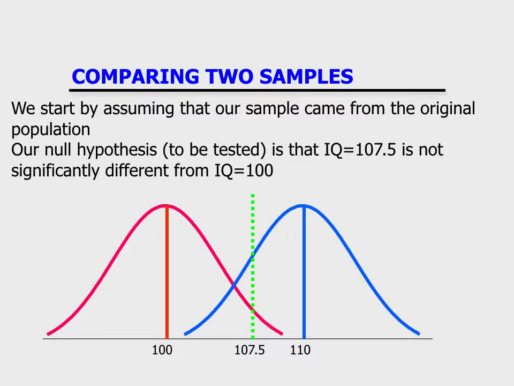Now, we basically assume that the sample came from the original population, which is where the mean is 100. However, if we test our null hypothesis and we say, wait a minute, the IQ test that we saw, the average was 107.5, it looks like maybe it's not significantly different than 100. That's our null hypothesis, basically saying there's really no difference between the general population mean of 100 and 107.5.